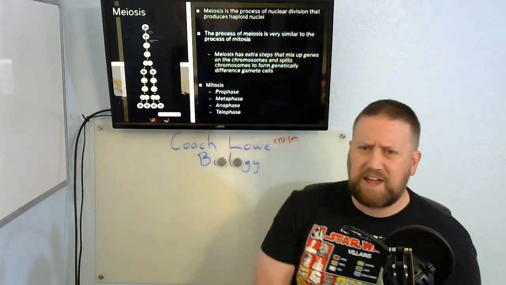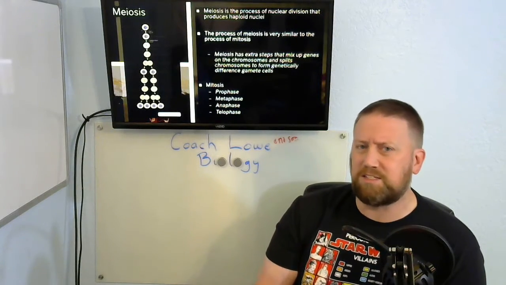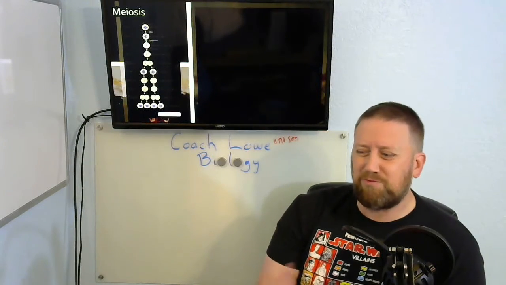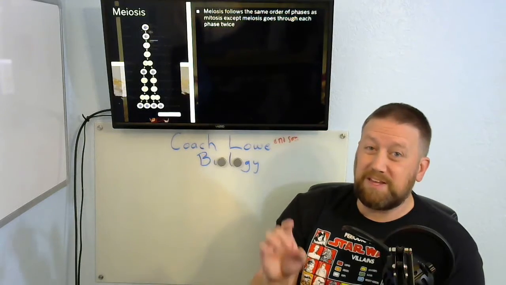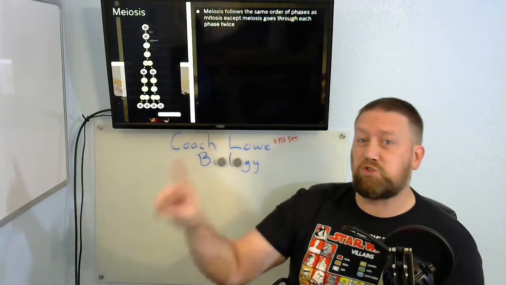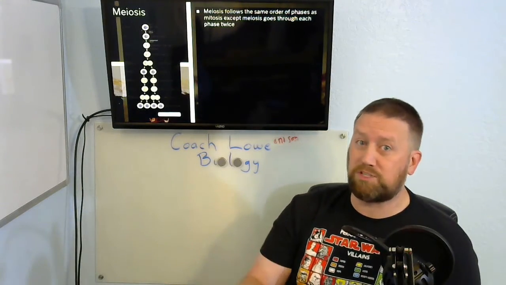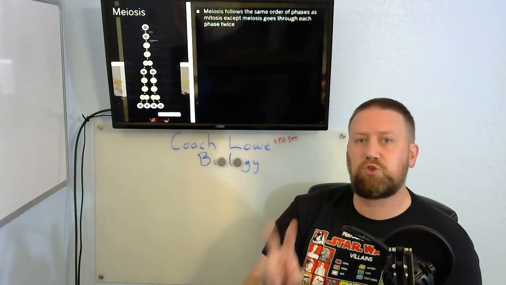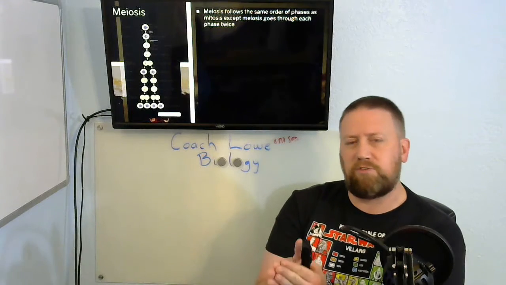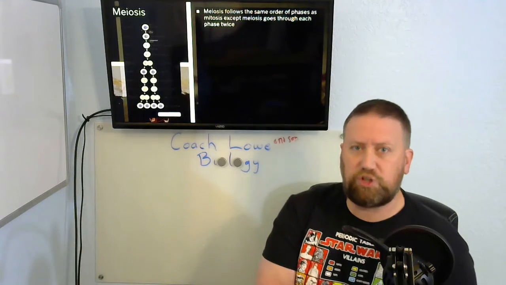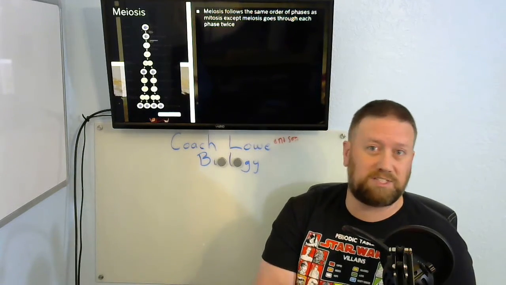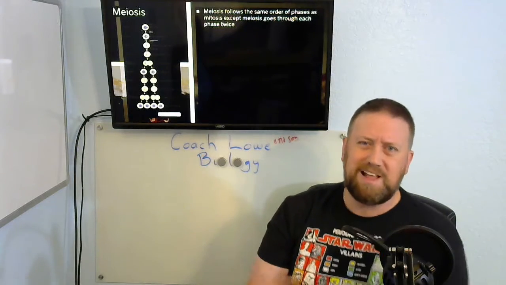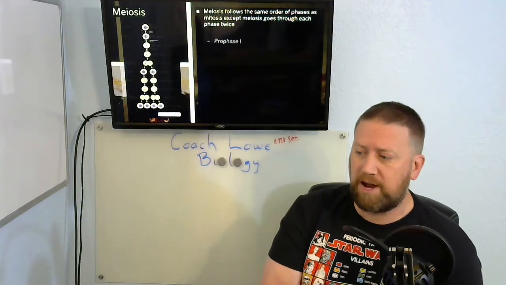We see those same steps, those same phases in meiosis, but with a few differences. Instead of going through each of those phases once, in meiosis, the cell goes through each of those phases twice. So there are kind of two cycles to meiosis. Instead of one cycle in mitosis, it's two cycles in meiosis.